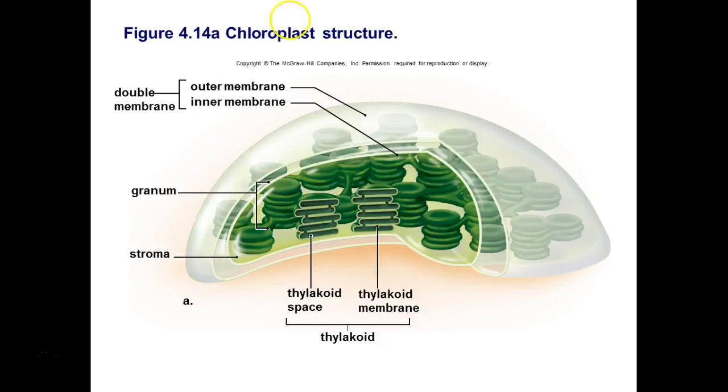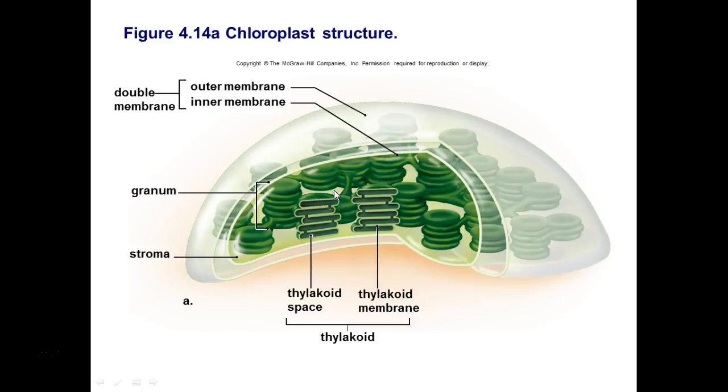Okay, so a little close up here, some names to be familiar with. We have the double membrane, the outer membrane and the inner membrane. Then we have these stacks of Mentos. They are called thylakoids. Thylakoids are hollow. Well, not really hollow. There's a liquid inside of there, but there is a space. So that's called our thylakoid space. And then there is the thylakoid membrane. Now, surrounding all of this stuff is a gooey liquid, and this gooey liquid is called the stroma.